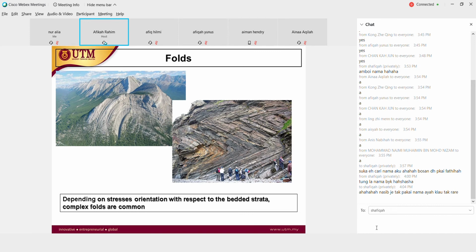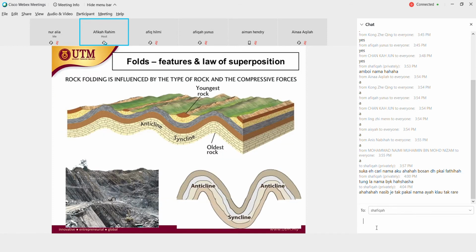Depending on stresses and orientation with respect to the bedded strata, complex folds are common. Sometimes it also depends on the volume of the area. If the area is too small, you can't really see good geological occurrences like this.